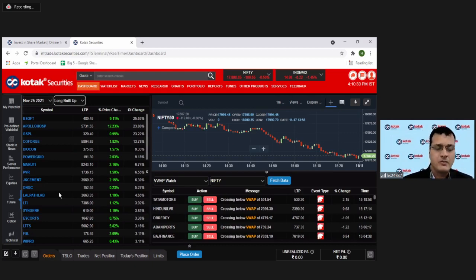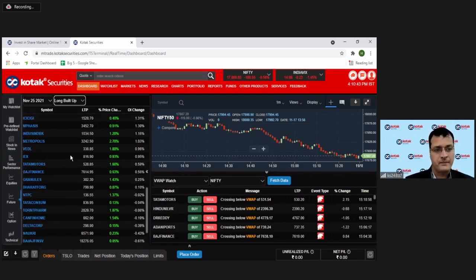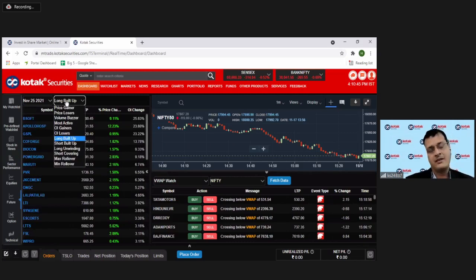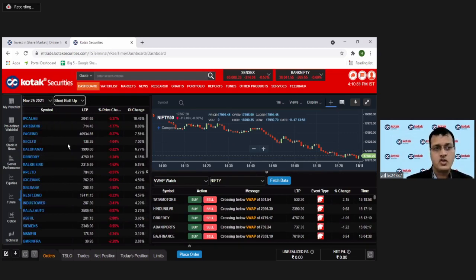All right. So whenever there is a long build up happening in a stock, that means there is buying happening in the stock. So these are the stocks which encountered long build up today. Okay. Similarly, in case my view is bearish and I want to see which stocks encountered short build up, I will go and see short build up over here. So these are the stocks which had the highest short build up today, and the likelihood of these stocks going down is very high. All right.